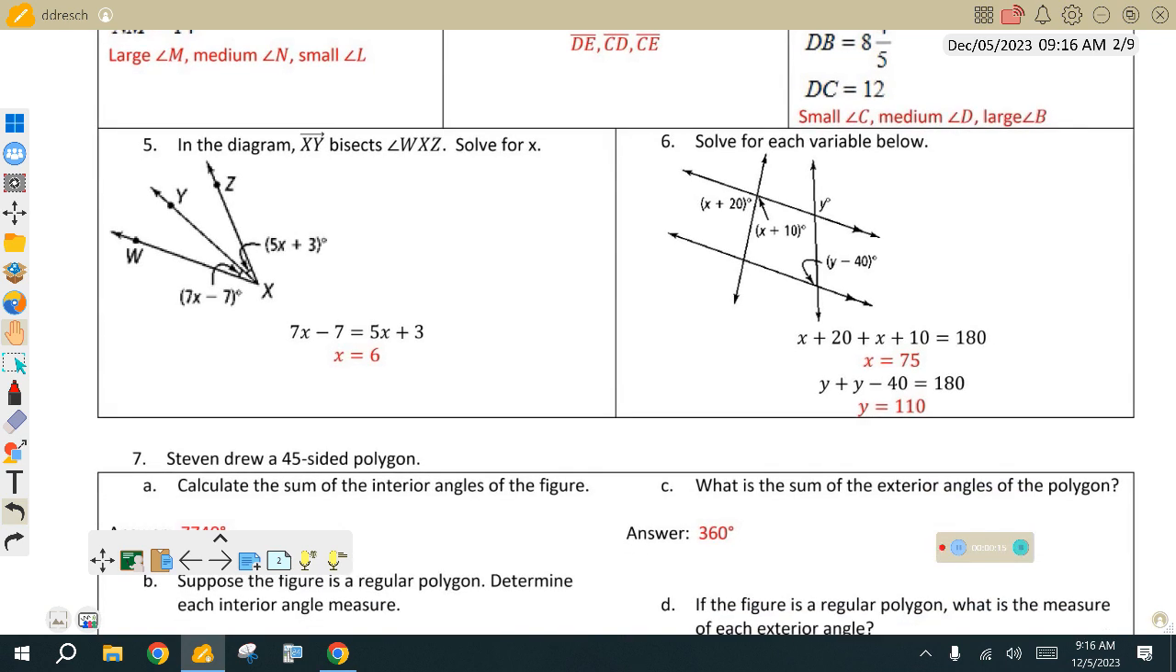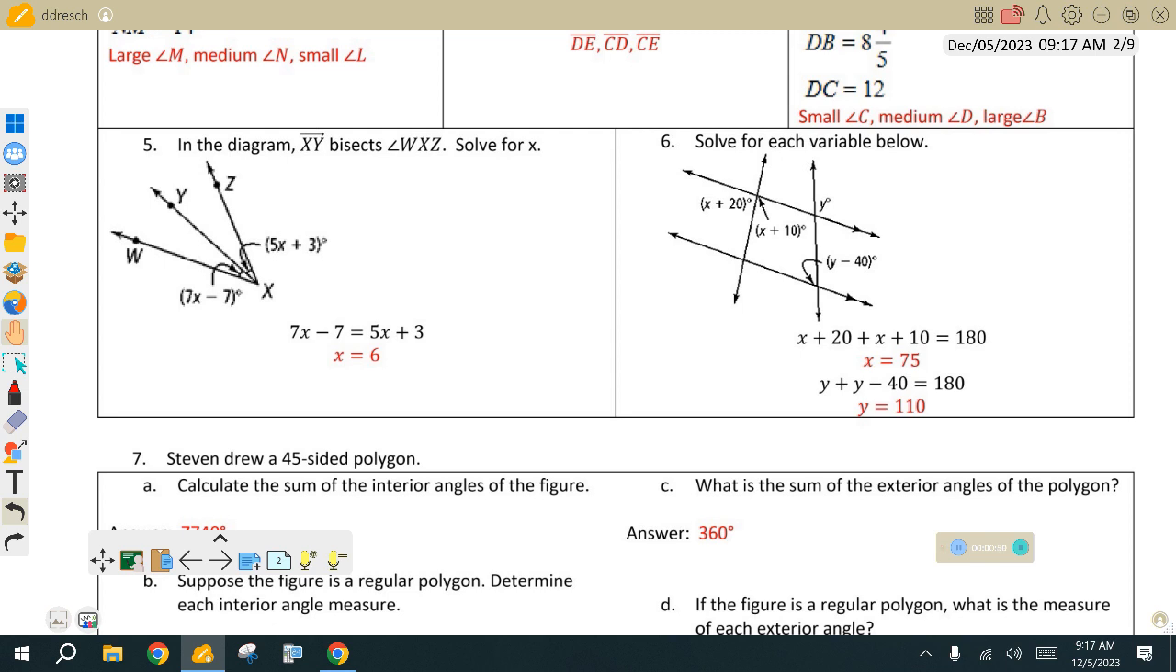So on number 5, as we look at this one, the keyword is bisect. As we've talked about vocabulary over the last month or so, bisect means in the middle, cut it in half. So that larger angle got cut in half, two equal angles. So 7x minus 7 is equal to 5x plus 3.